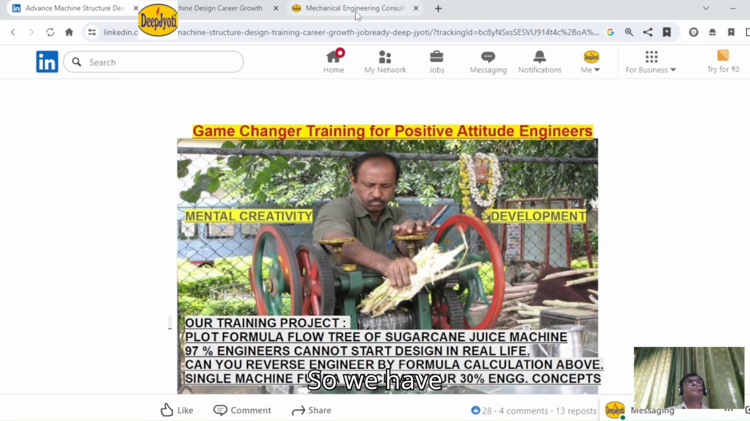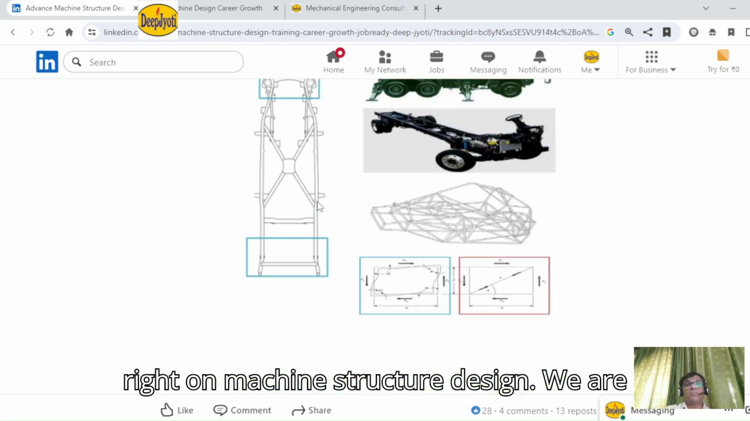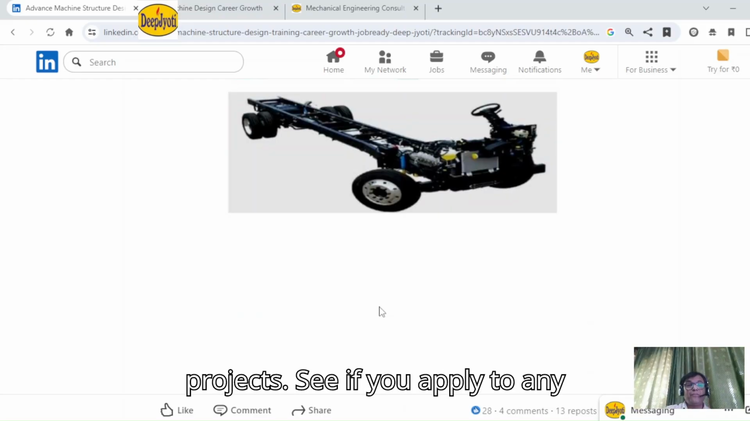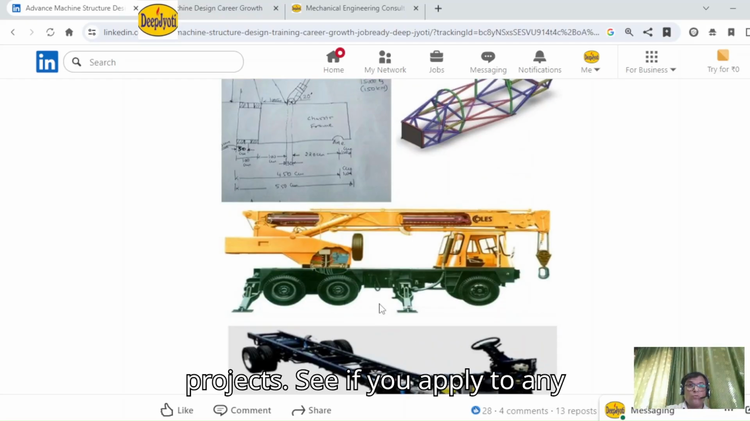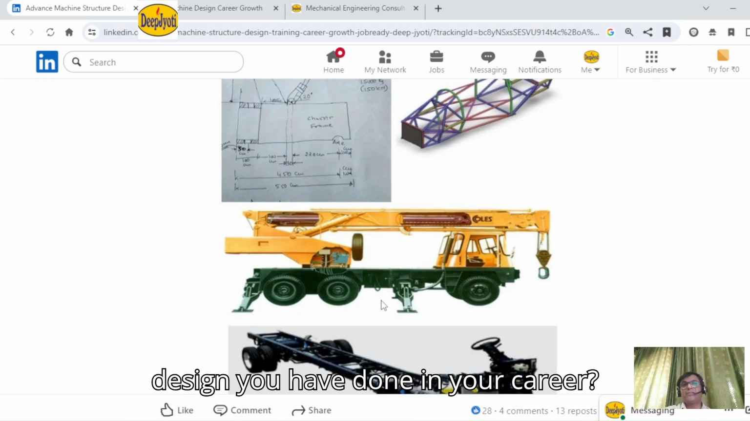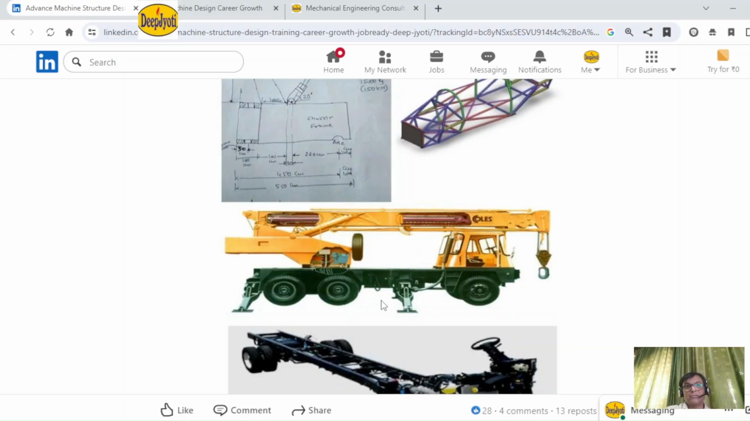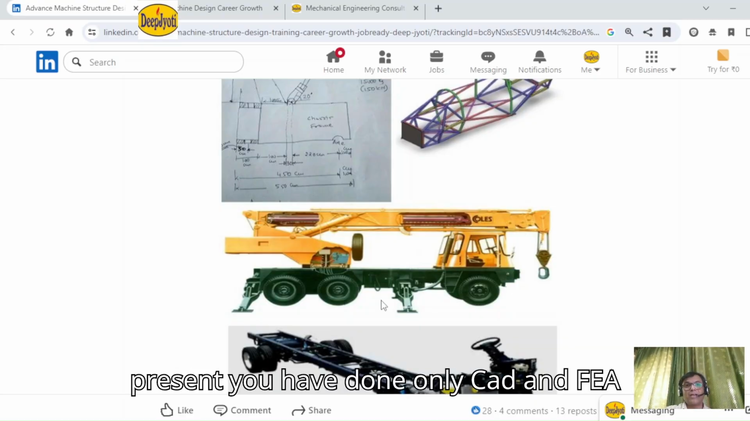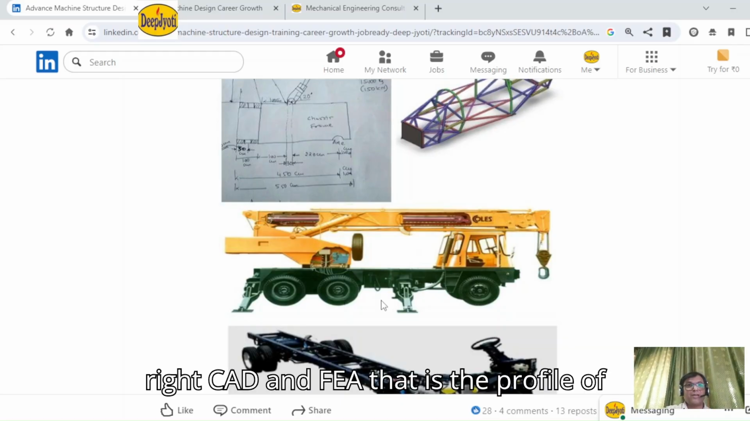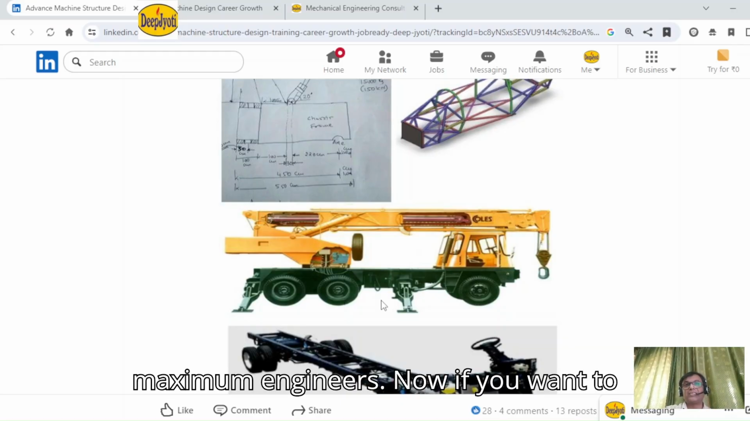So we have got big courses on machine structure design, where we are solving some very different projects. See, if you apply to any company, they will ask you how many projects you have done. What is the real design you have done in your career, right? Show me the real design. At present, you have done only CAD and FEA, right? CAD and FEA. That is the profile of most engineers.